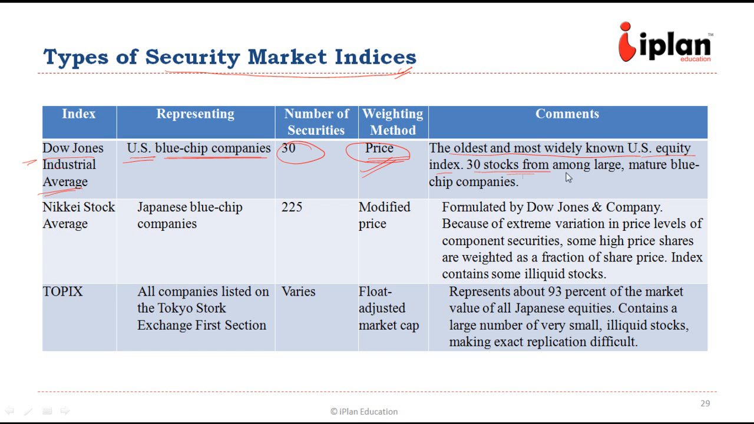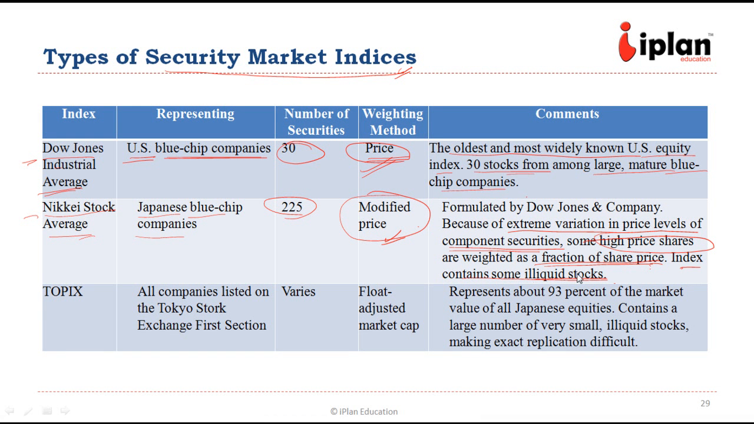So this is the oldest and most widely used US equity index, and these 30 stocks are from large mature blue chip companies. Similarly, in Japan we have the Nikkei Stock Average, which includes 225 blue chip companies of Japan, and it uses a modified price. So this weighting mechanism is slightly different from the price weighted method. Because of the extreme variations in the price level of component securities, some high price shares are weighted as a fraction of the share price. So that adjustment made it the modified price method. These indexes also contain certain illiquid stocks.